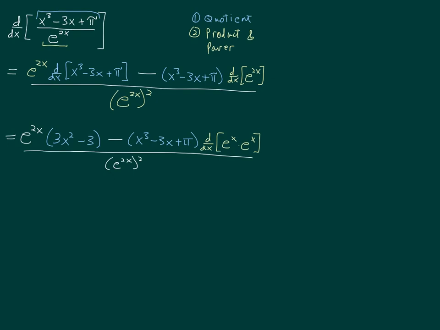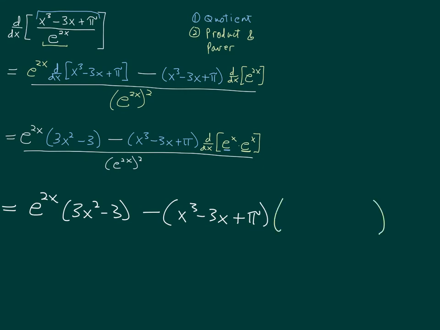All right, so we need to unwind our final derivative. This is going to use the product rule. Right? Our first function is e to the x. Our second function is e to the x. And we'll open up a nice big set of parentheses to contain our answer from there. All right, so we're looking at e to the 2x times 3x squared minus 3, from which we're subtracting x cubed minus 3x plus pi. And now we have a set of open parentheses to contain the product rule, but keep in mind we're dividing this entire thing by e to the 2x quantity squared.